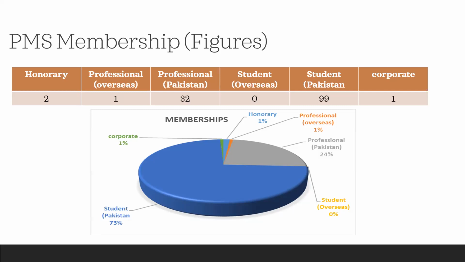In the bar chart, you can see that we have awarded two honorary memberships in our conference to Austria Fachhochschule. We have 1% professional overseas and 24% professional at national level, and we don't have any overseas students right now. Today we have received a number of membership requests, and this data is from a couple of days before. We have about 100 plus student members, covering about 73% of members. That's from my side. Thank you.